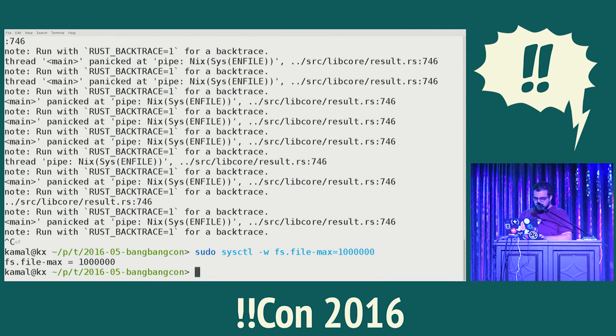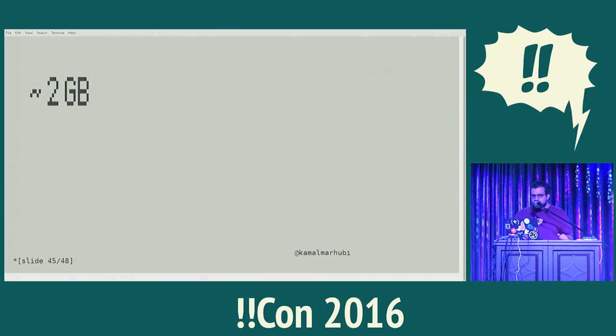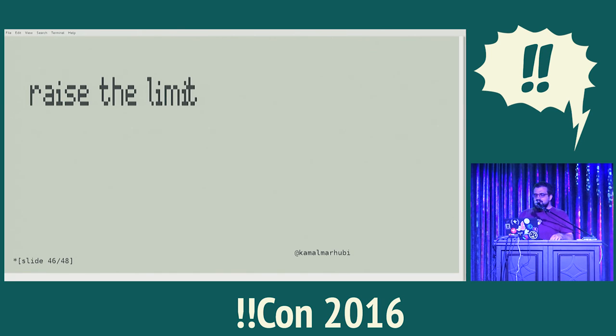And then, I'm just gonna make sure I didn't miss any slides because we're not gonna see any more slides. Okay, so there's the total file descriptor limit, which we just saw. 2 gigabytes is about as much as we can get with 384K pipes. But we can raise the file limit to a million. We're gonna hit the memory limit.